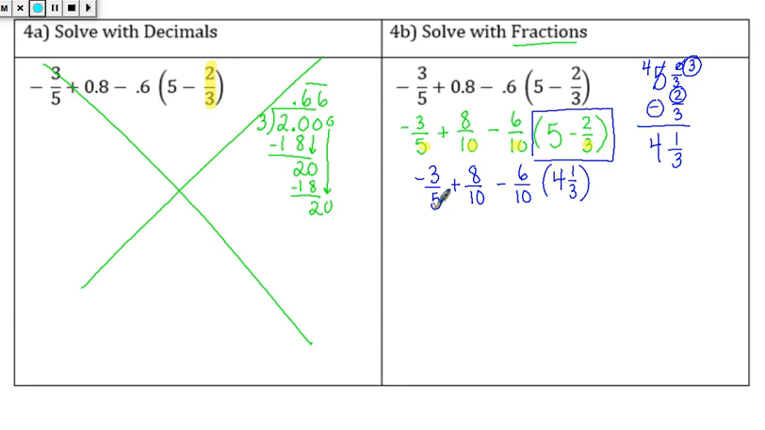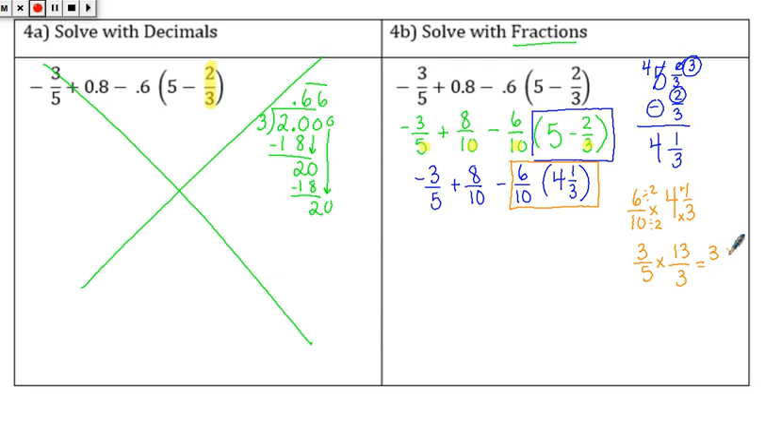So we get to move on to multiplication and division. We see a multiply right here. So we have 6/10 times 4 1/3. So there's a few tips I would give you. First of all, 6/10, both of these can divide by 2. It's normally easier if you use fractions in their simplest form. Second, we don't want a mixed number. We want fractions greater than 1. So 4 times 3 is 12 plus 1 would give me 13/3.